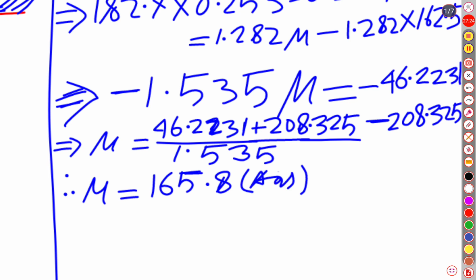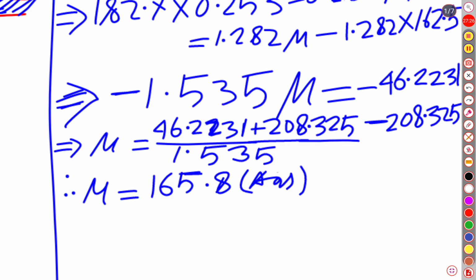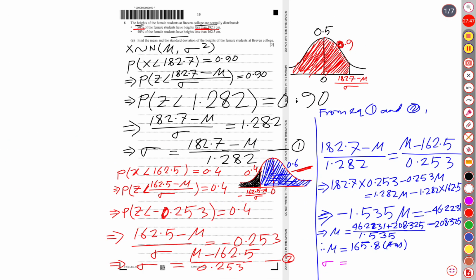So we have already got the mean value, which is 165.8, and we are going to find the standard deviation. Standard deviation is written using sigma. Let us write sigma is equal to, what was sigma equal to? Any of the equations can be used. Look at this, here are the equations. We can use the first equation, this one. Let's take the first equation.